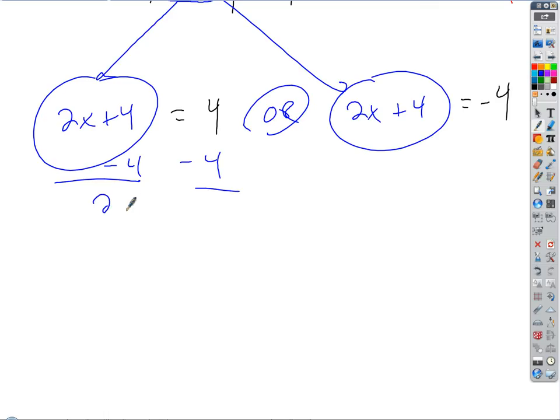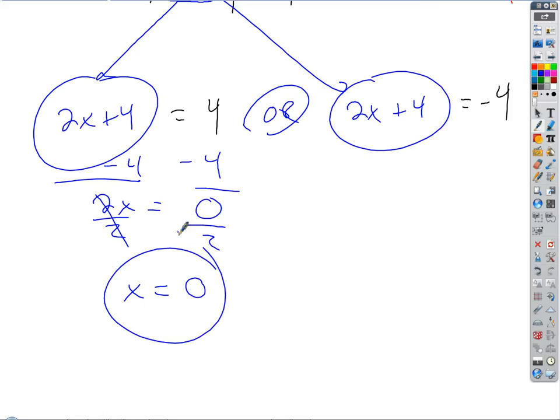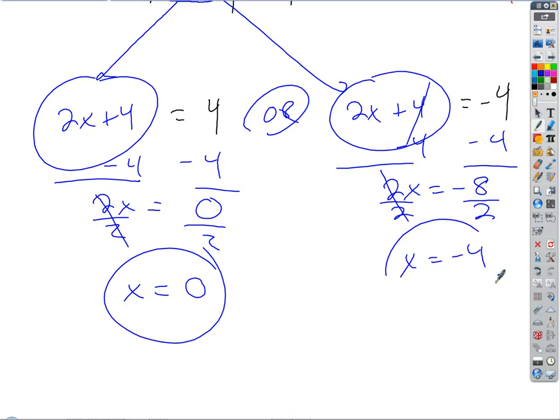So I get 2x equals 0. So what do I do next? Divide by 2. So what's 0 divided by 2? 0. So one solution is x equals 0, right? How about over here? Same thing, right? Subtract 4. Good, I'm going to get 2x equals negative 8. Good, divide by 2. X equals negative 4. So those are my solutions, right?